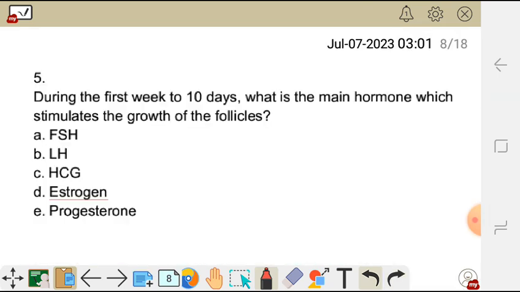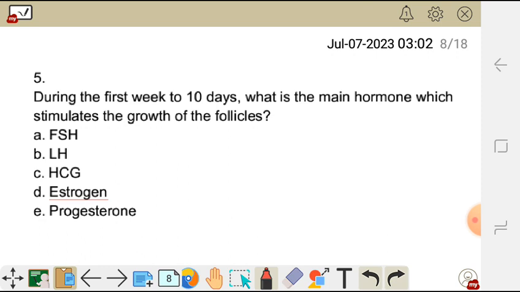Question 5. During the first week to 10 days, what is the main hormone which stimulates the growth of the follicles? A. Follicle stimulating hormone. B. Luteinizing hormone. C. Human chorionic gonadotropin. D. Estrogen. E. Progesterone.